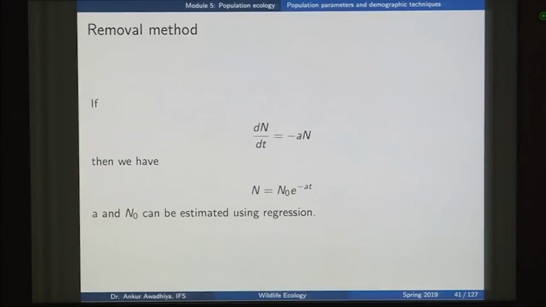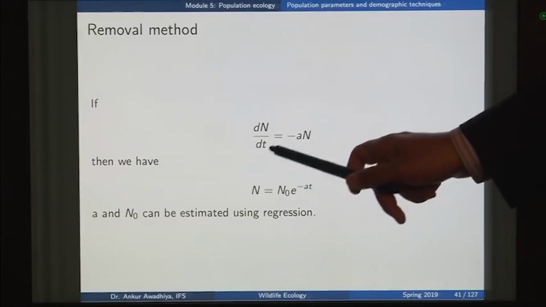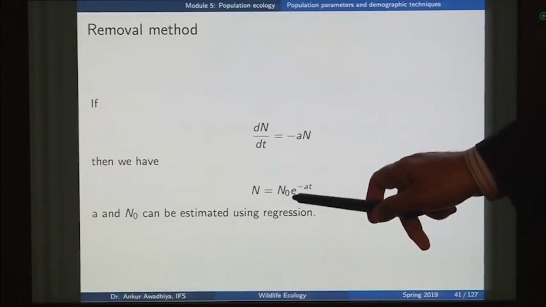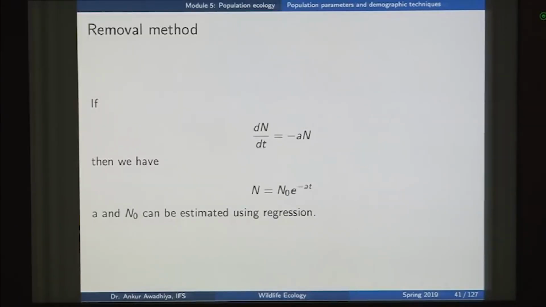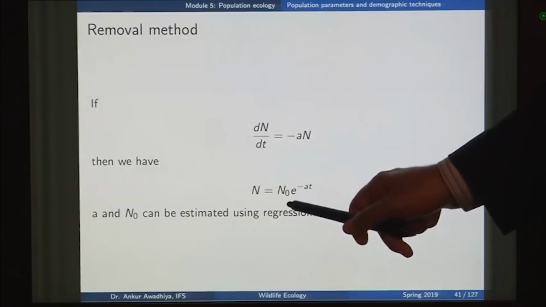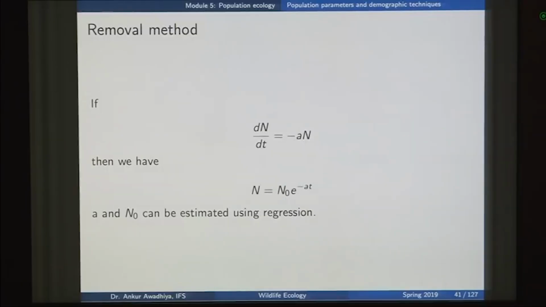So the rate at which the animals get removed from the system is proportional to the number of animals that you have in the system, and from this we can integrate this equation to get N = N0 e^(-at). So here a is a constant, t is time, N is the number of animals, and N0 is the number of animals at the beginning of the experiment. So if we go for a regression method, we can compute the values of a and we can compute the values of N0, and N0 is the number of animals that you have in the population before you started killing them off and removing them. So these are the methods of estimating the absolute density of animals.